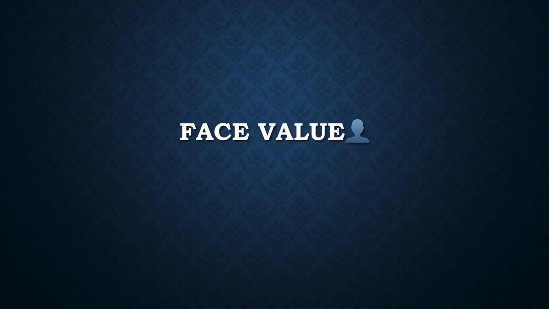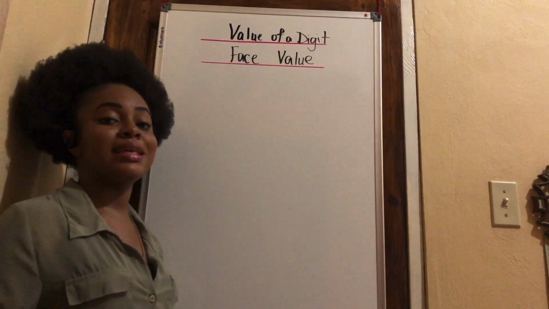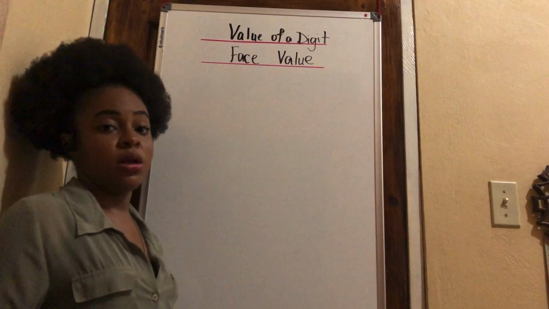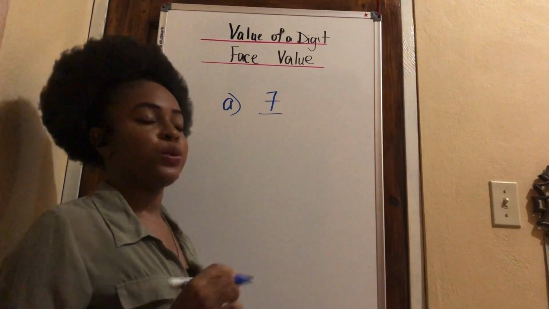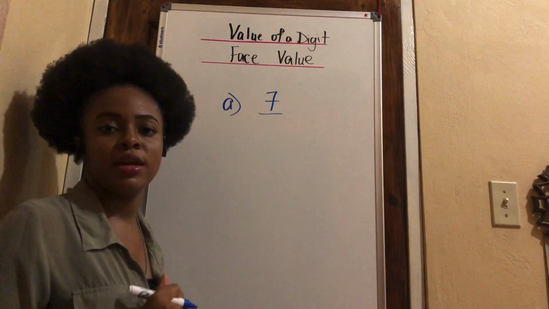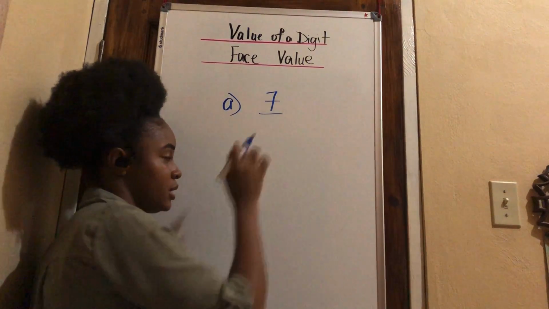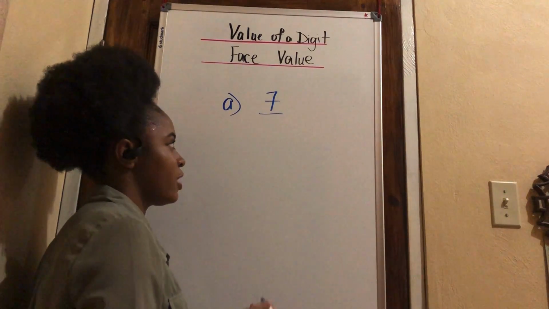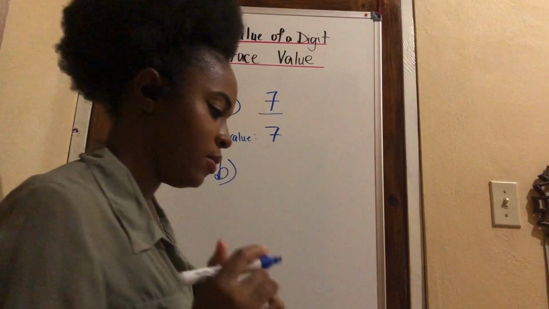Now, with that out the way, let's get started with face value. The face value of a digit is simply what the digit is. In other words, it is the digit itself. Let's take, for example, the number 7. If I ask for the face value of the digit, in this case 7, the face value would just be 7, because that's what the digit is.